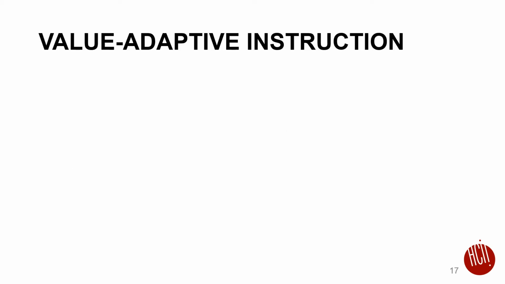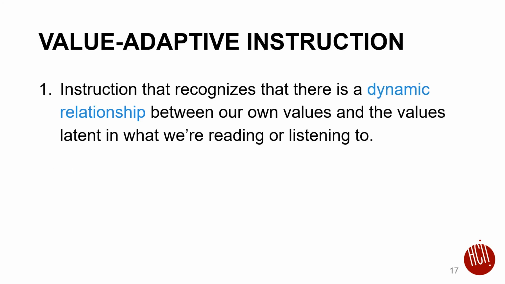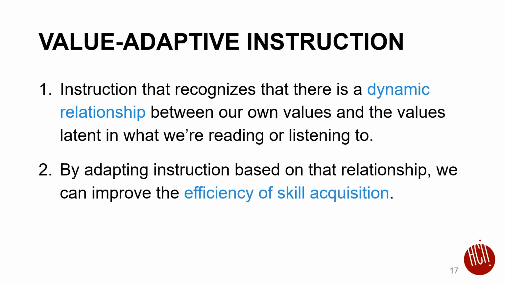This is one example of what we're terming value adaptive instruction, which we define as instruction that recognizes that there's a dynamic relationship between our own values and the values latent in what we're reading or listening to, and that by adapting instruction based on that relationship, we can improve the efficiency of skill acquisition.